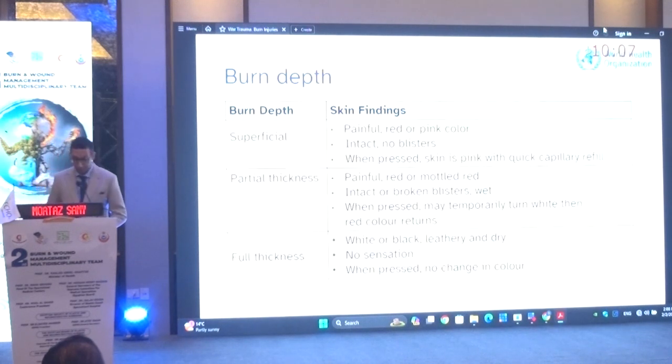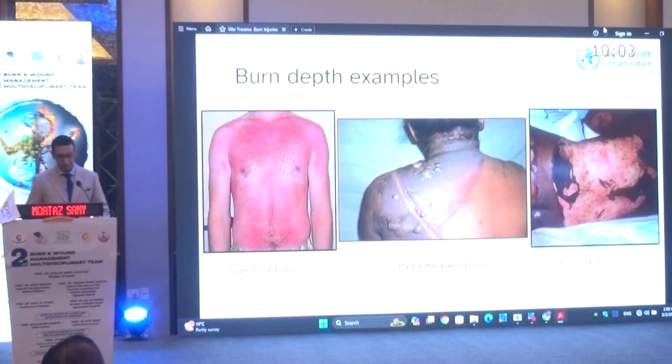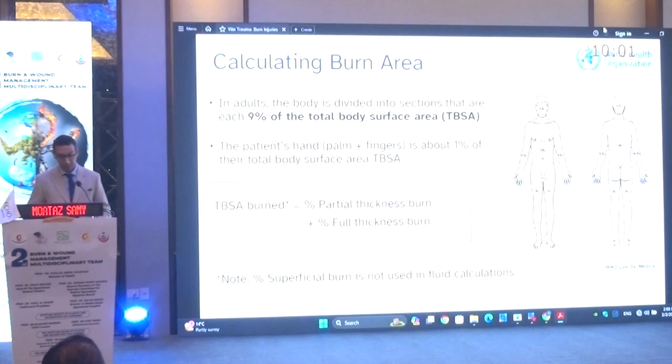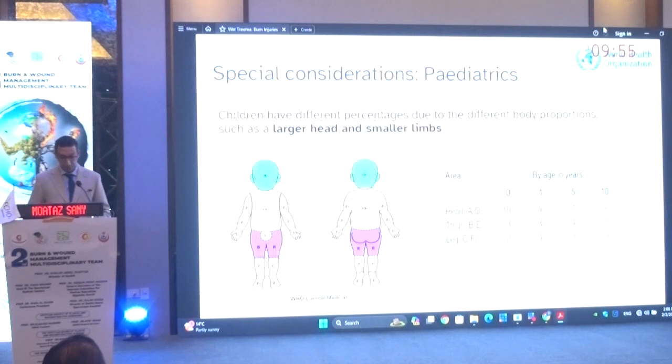Burn depths differ: superficial, partial thickness, and full thickness. These are examples of superficial, partial, and full thickness burns. Calculation of burn area by the rule of nines. Special considerations regarding pediatrics, as they have a large head and smaller limbs.